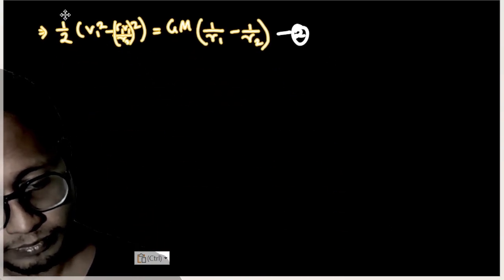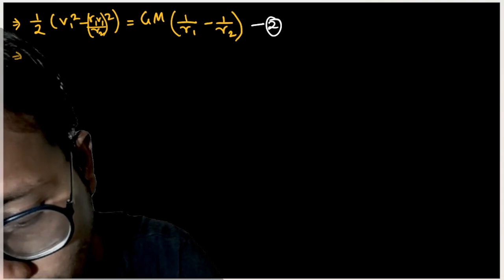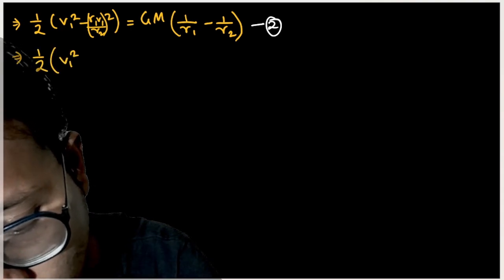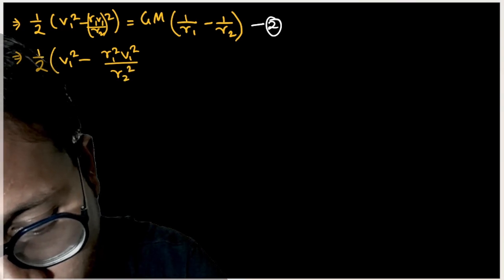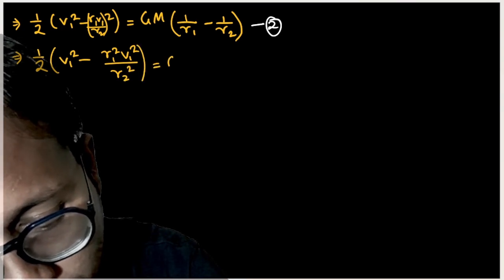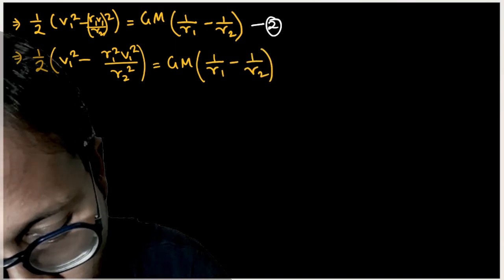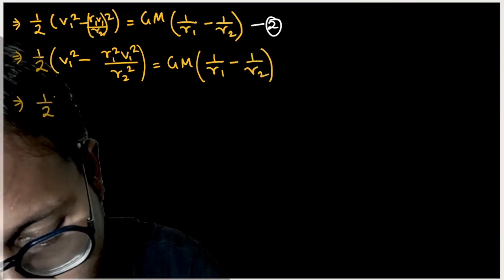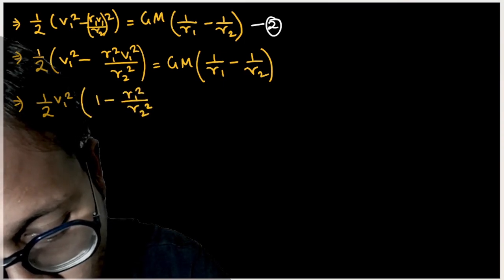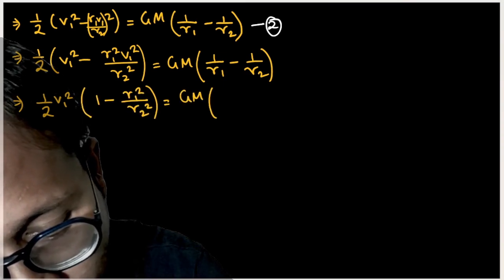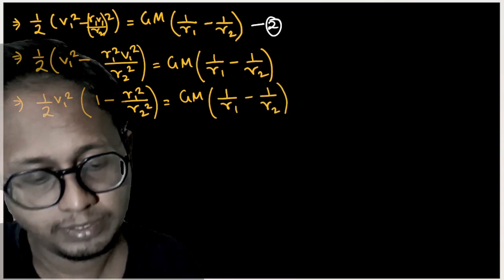Let's take the equation top. Okay, so I'll just solve the equation very quickly. Half into v1 square minus r1 square v1 square divided by r2 square is equal to GM into 1 by r1 minus 1 by r2. Or half v1 square, I'm taking v1 square common, 1 minus r1 square by r2 square is equal to GM into 1 by r1 minus 1 by r2.